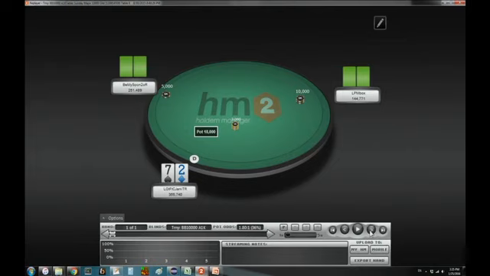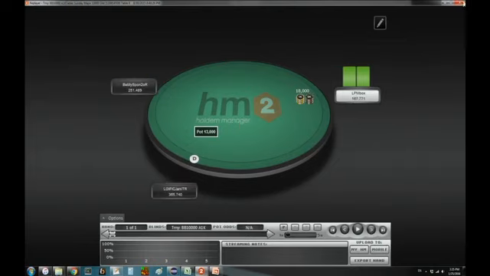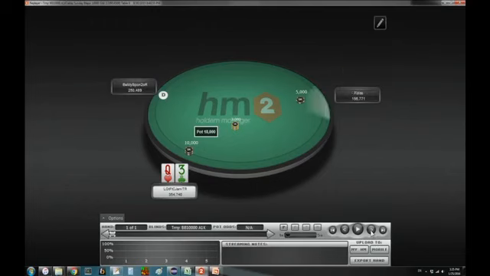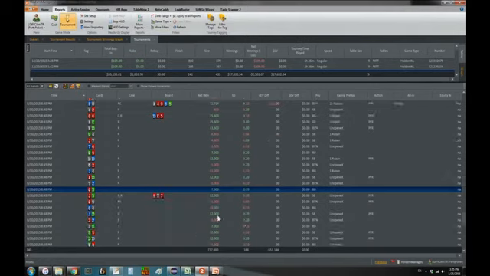7-2 offsuit. We raise, no. So LPM bucks gets a walk. Queen 3 offsuit, we get another walk, which is nice.